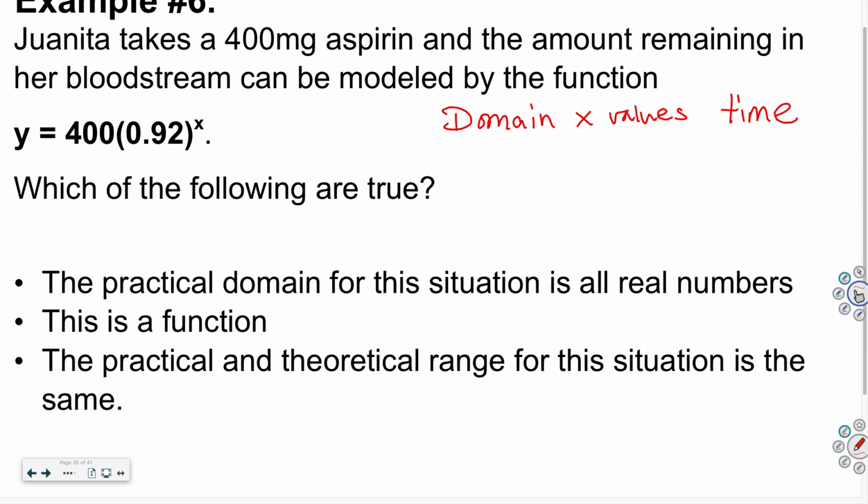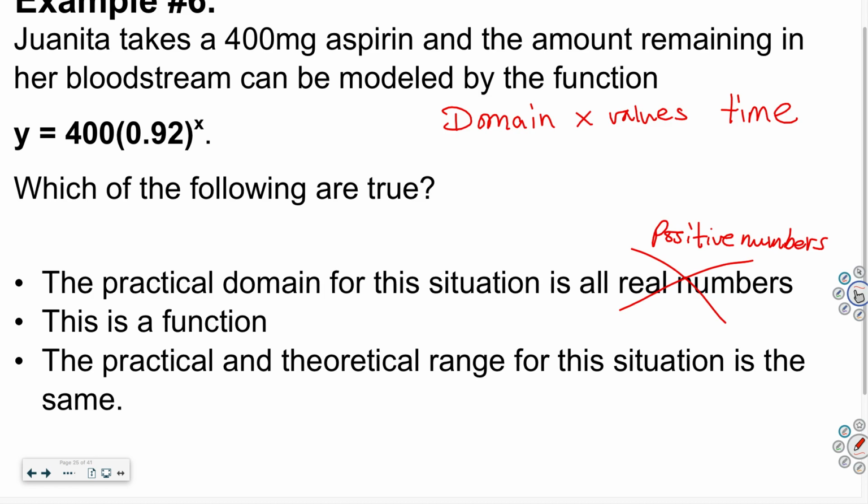If she takes 400 milligrams of aspirin at 10 a.m., can you measure the aspirin in her system at 9 a.m.? Probably not, not from that same dose. So you can't go backwards in time. So is the practical domain all real numbers? That's not true. It can't be all real numbers. It has to be positive numbers. So that first one's not true.